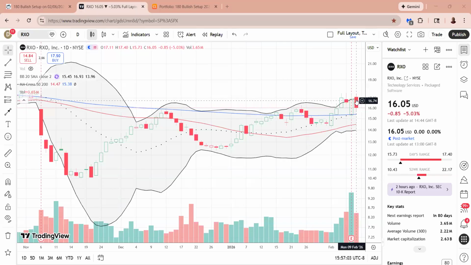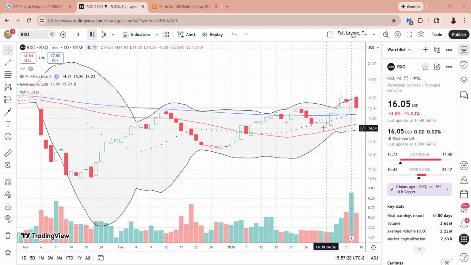You're not supposed to buy until 10 cents above the previous high of the day. So for instance, for RXO on February 6th, its intraday high was 17.43, so I should be buying no lower than 17.53. RXO made it stop short. Actually, it didn't even get positive above that, and then it fell down 5% on the day.